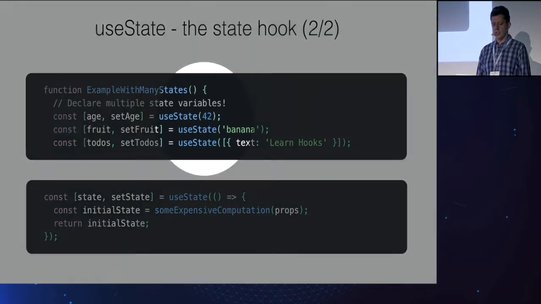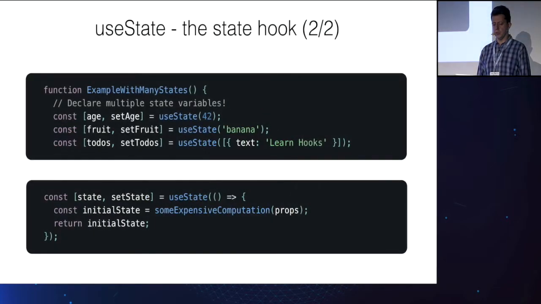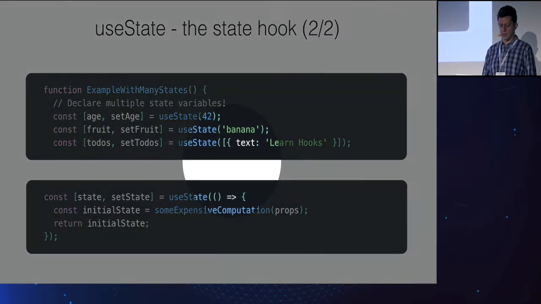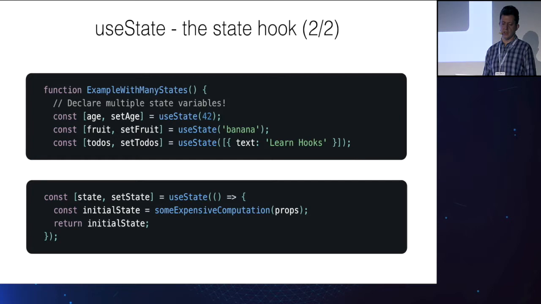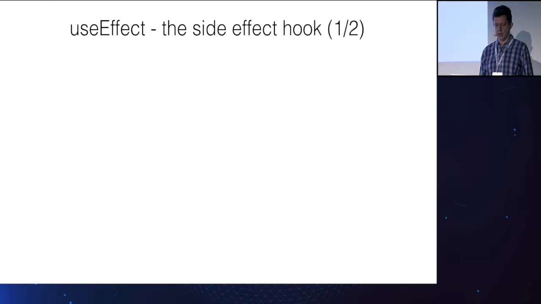Also, this initial value here is going to be used only for the first render. So if the initial state is expensive to compute, you can use the additional syntax for passing a function into useState. And this function will be called only initially. So if you have some expensive computation to perform to get the default value, the initial value, you can use a function as an argument instead.